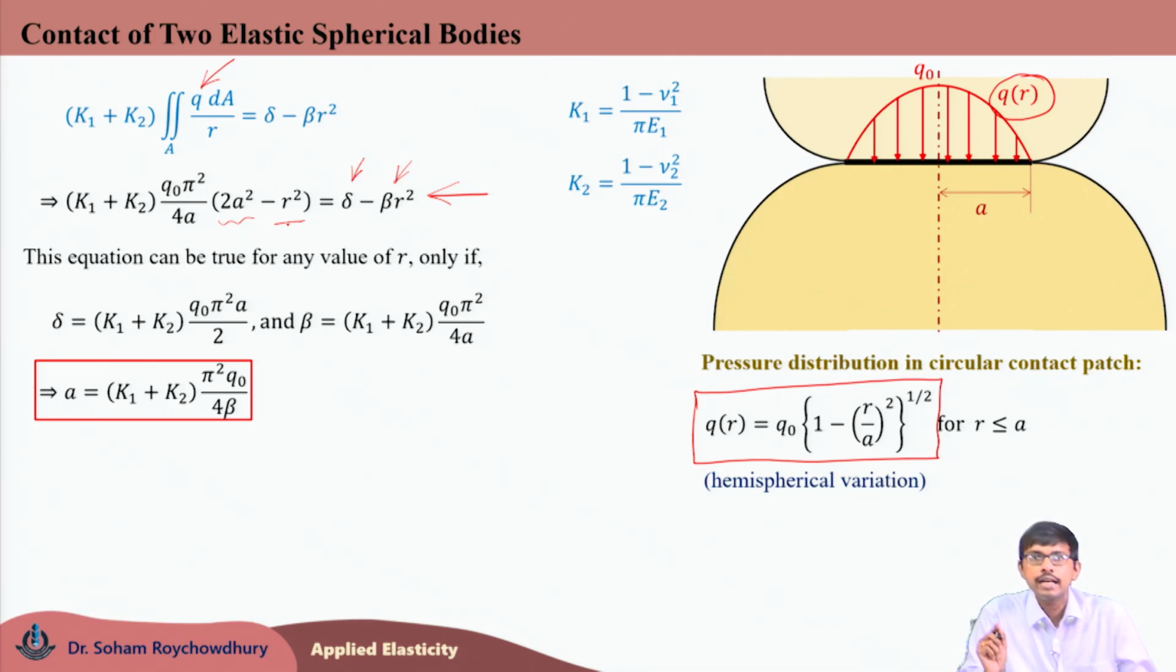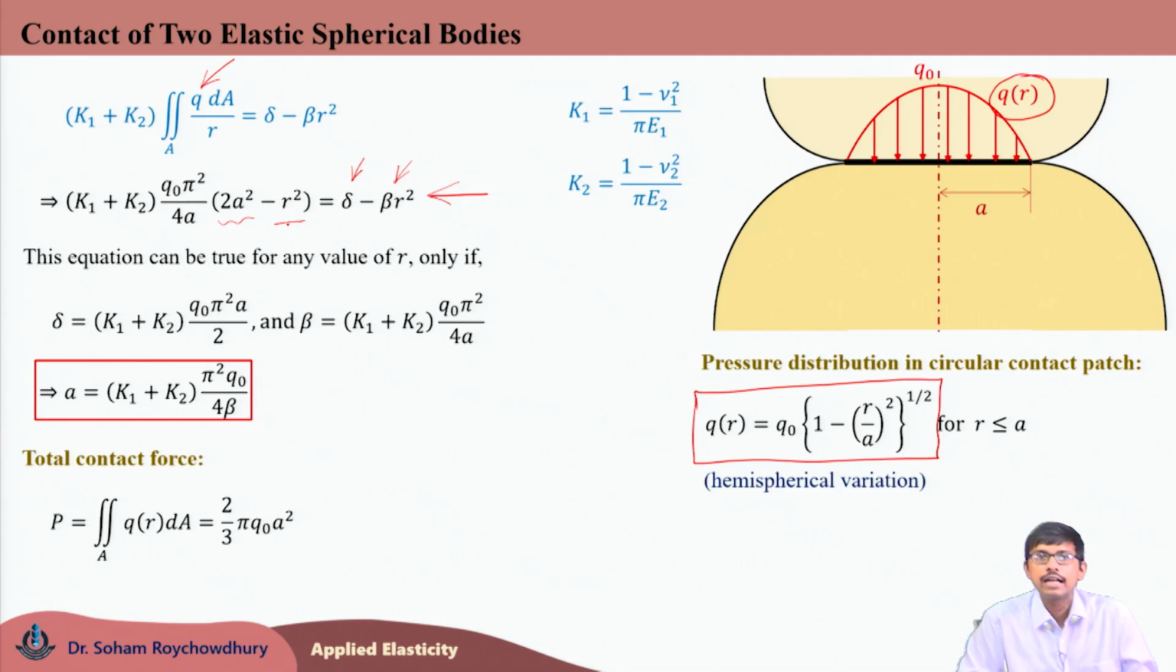k1 and k2 are related to the material constant. So, all these are known quantities. From this equation we can relate the radius of the contact patch a with the maximum pressure intensity q naught generated at the center of this circular contact boundary, and the total contact force P can be related with the contact pressure distribution q(r) like this.